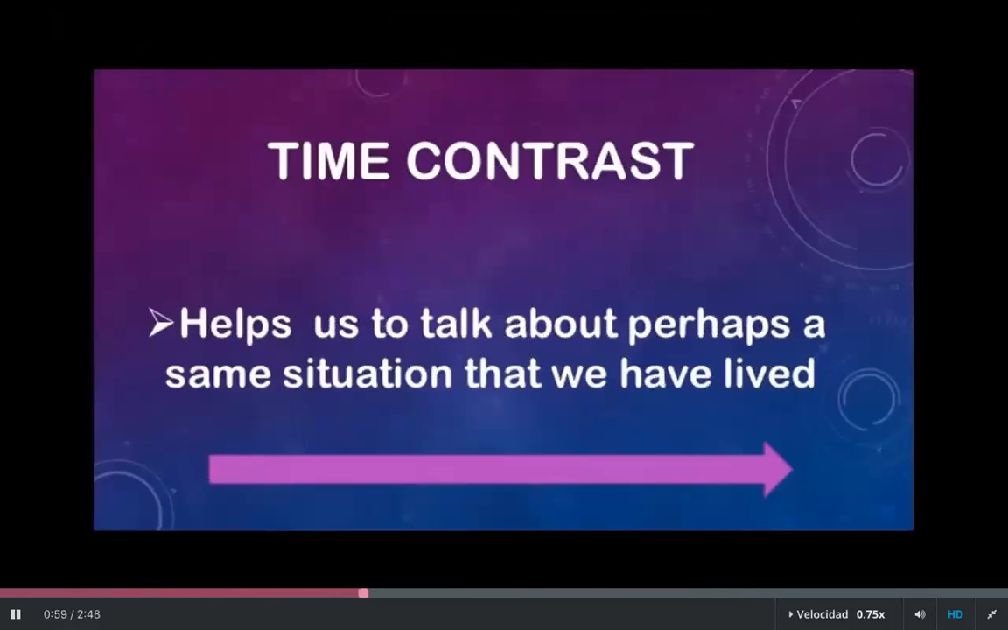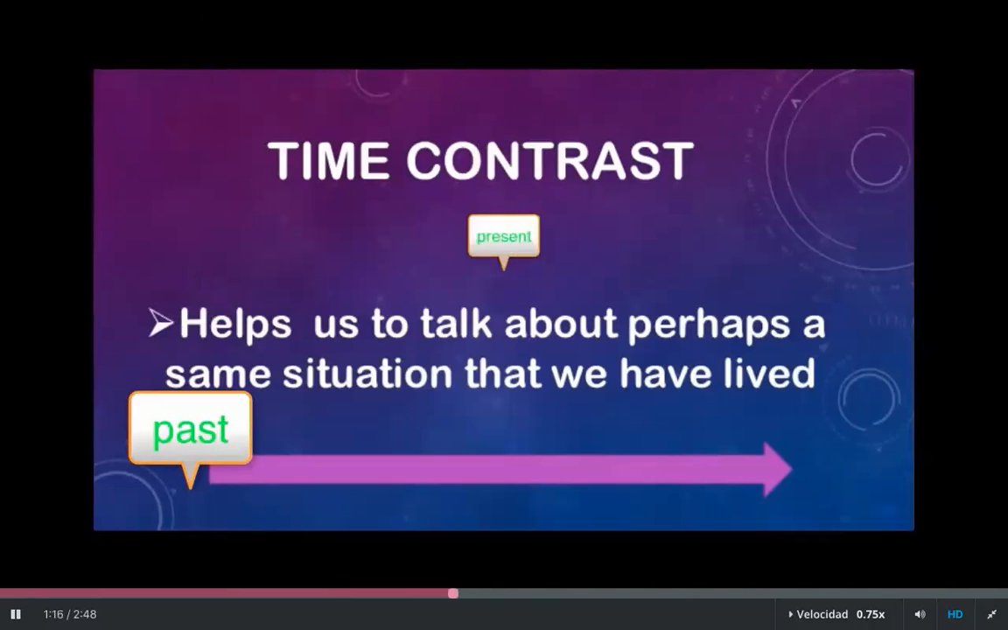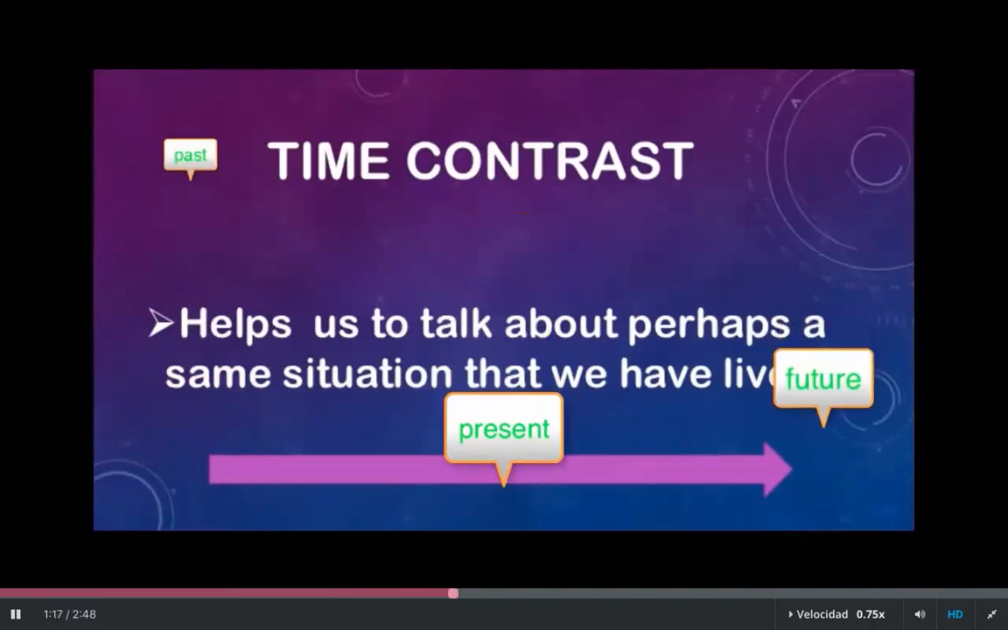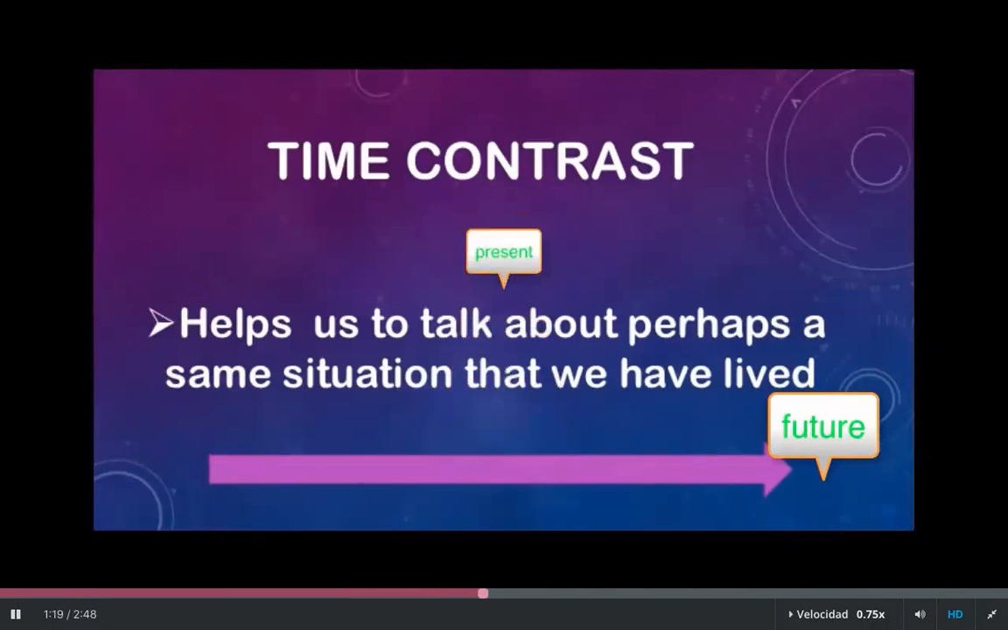We noticed you wrote some expressions related to past, present, and future. Well done. Now let's talk a bit about time contrast. This helps us to talk about perhaps a same situation that we have lived over the years, and we want to make reference since it happened, taking it to our present and imagining it in a future. The trick here is for us to use the verbs properly in its right tense along with time expressions. Let's go over the chart.